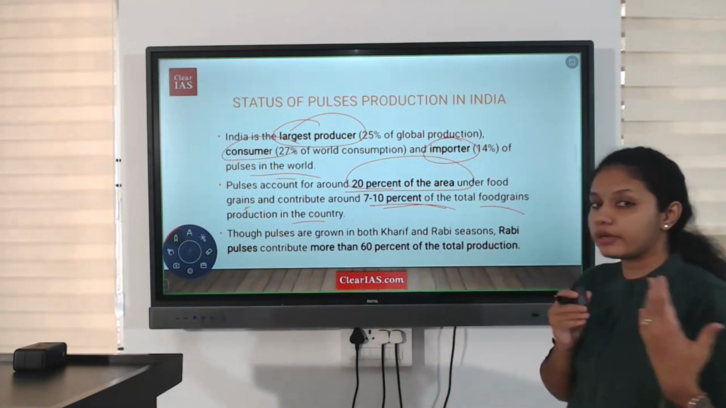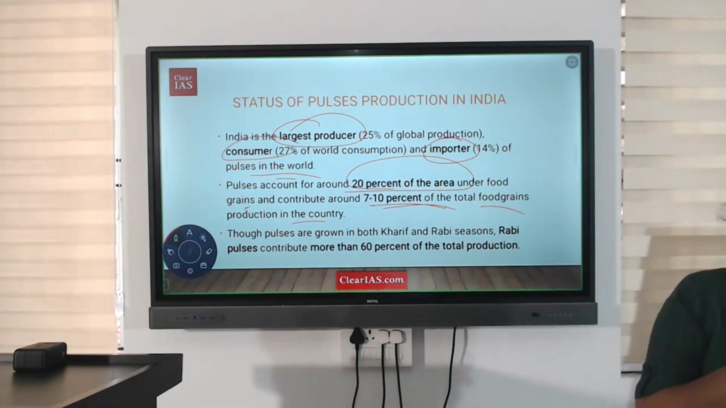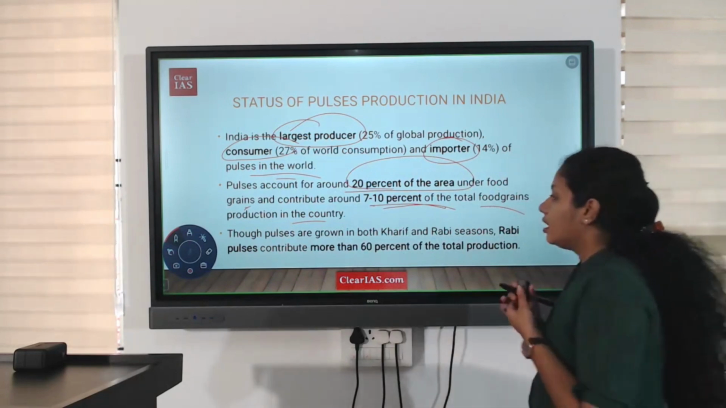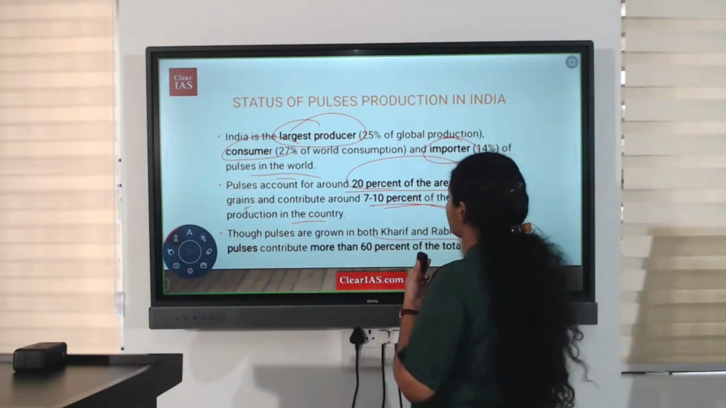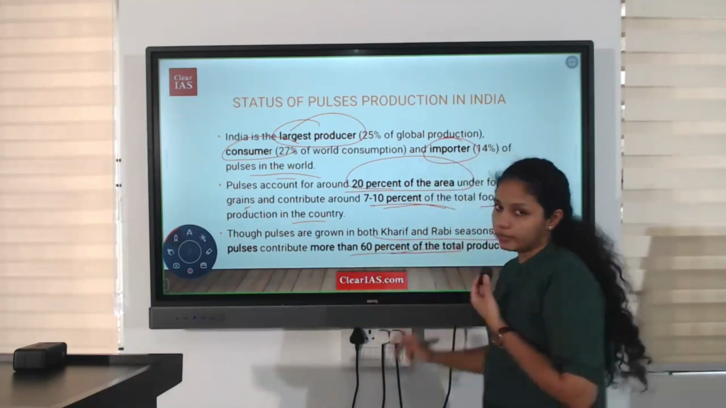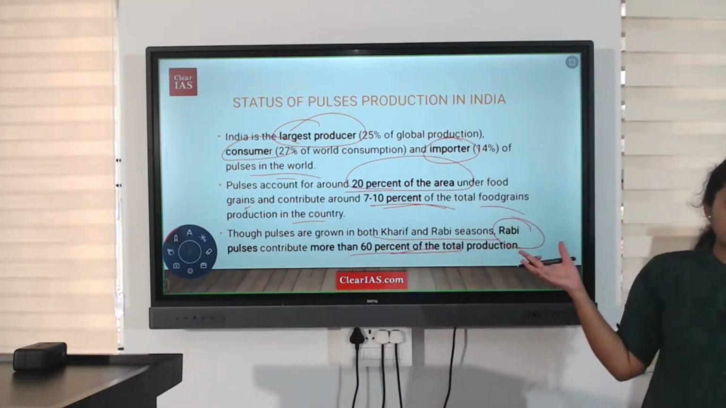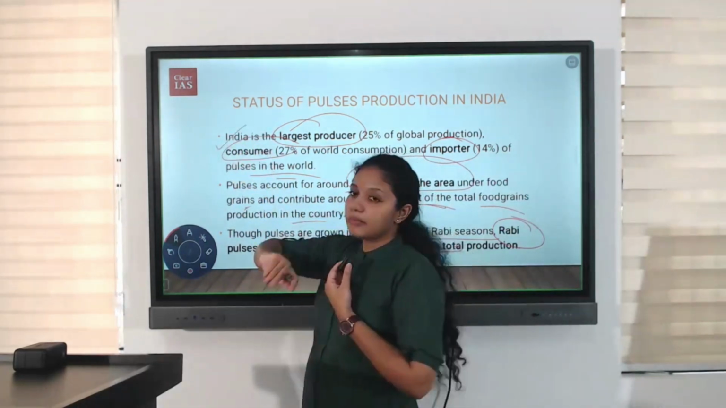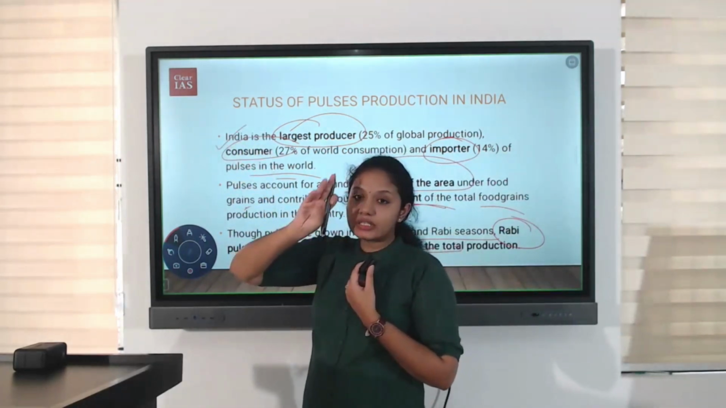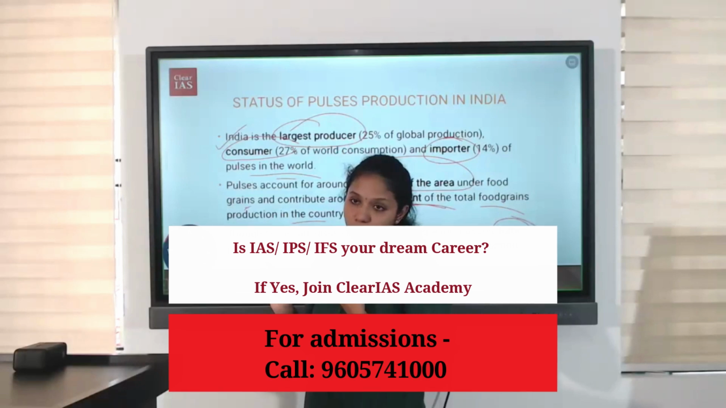Majorly, the cultivation is also happening of rice and wheat because of MSP, Green Revolution, etc. Now, though pulses are grown in both Kharif and Rabi season, Rabi pulses contribute more than 60% of the total production. These are some of the data which you can use while answer writing. Important thing to be remembered is India is the largest producer, consumer and importer of the pulses in the world.